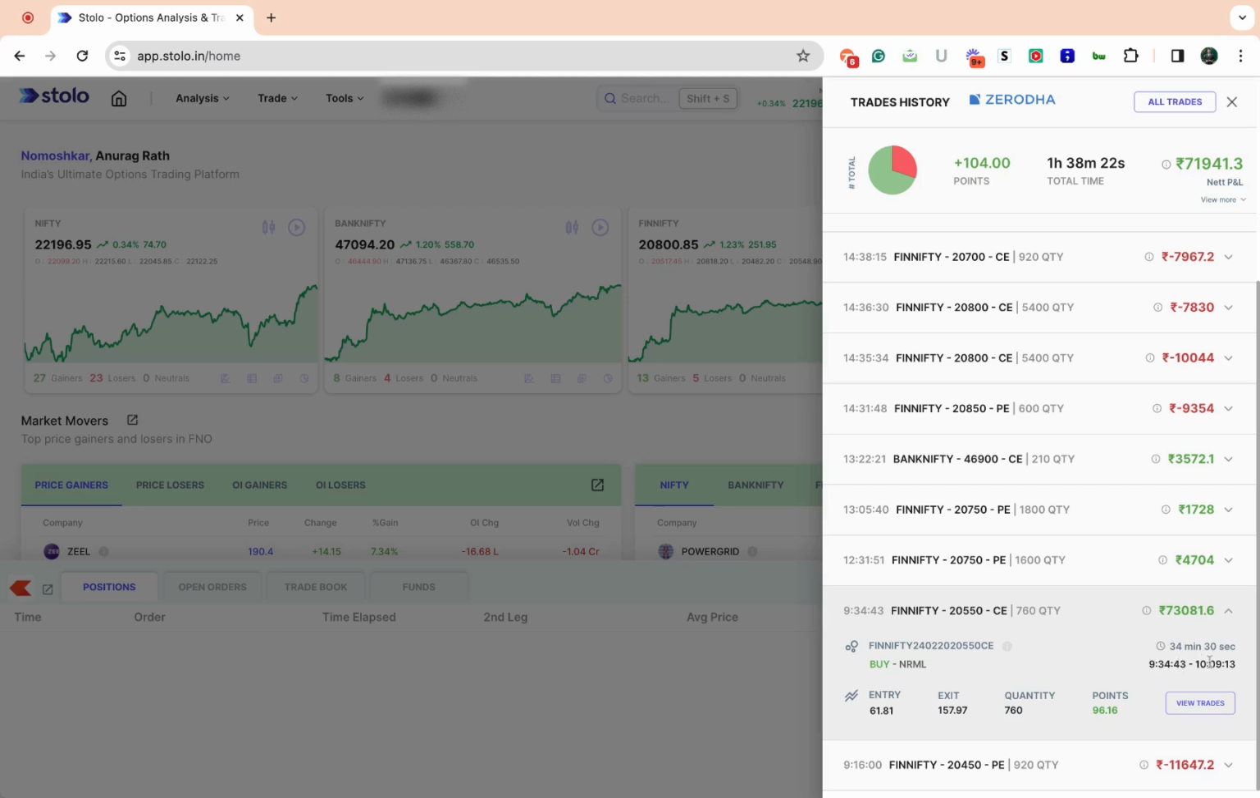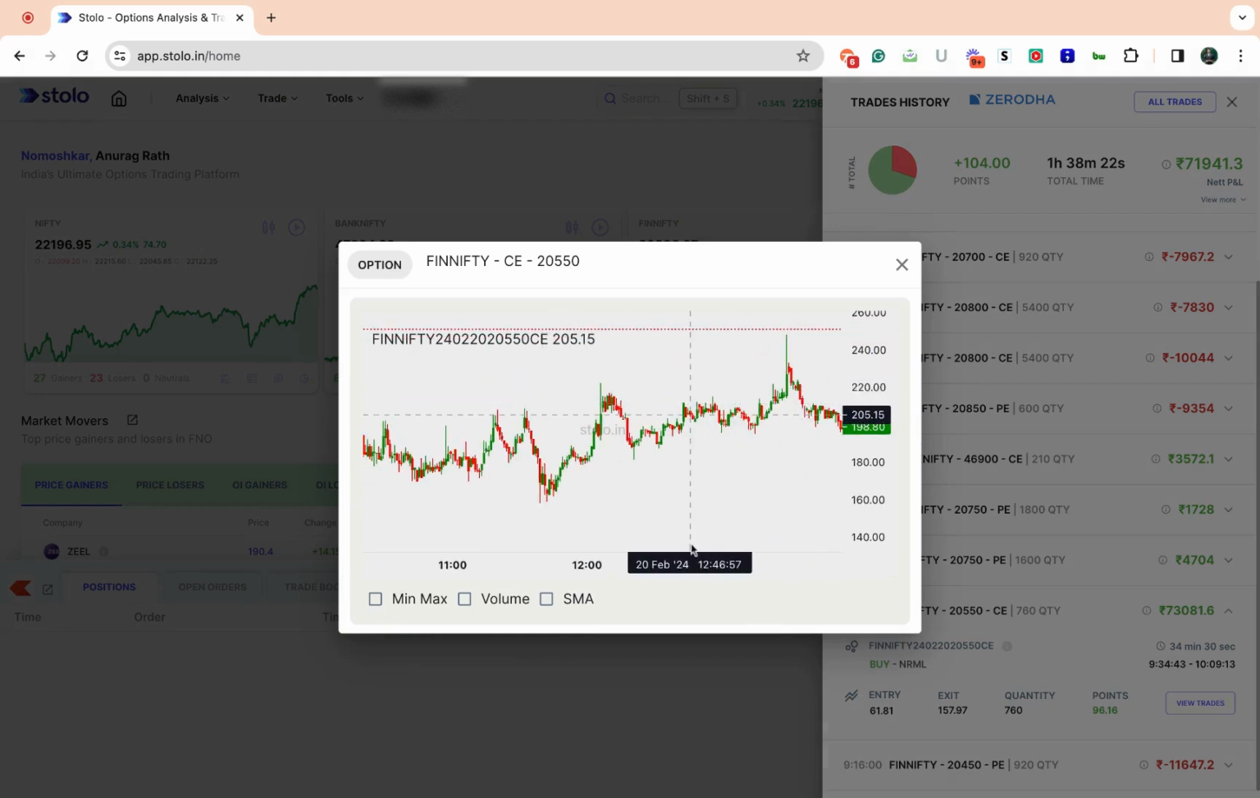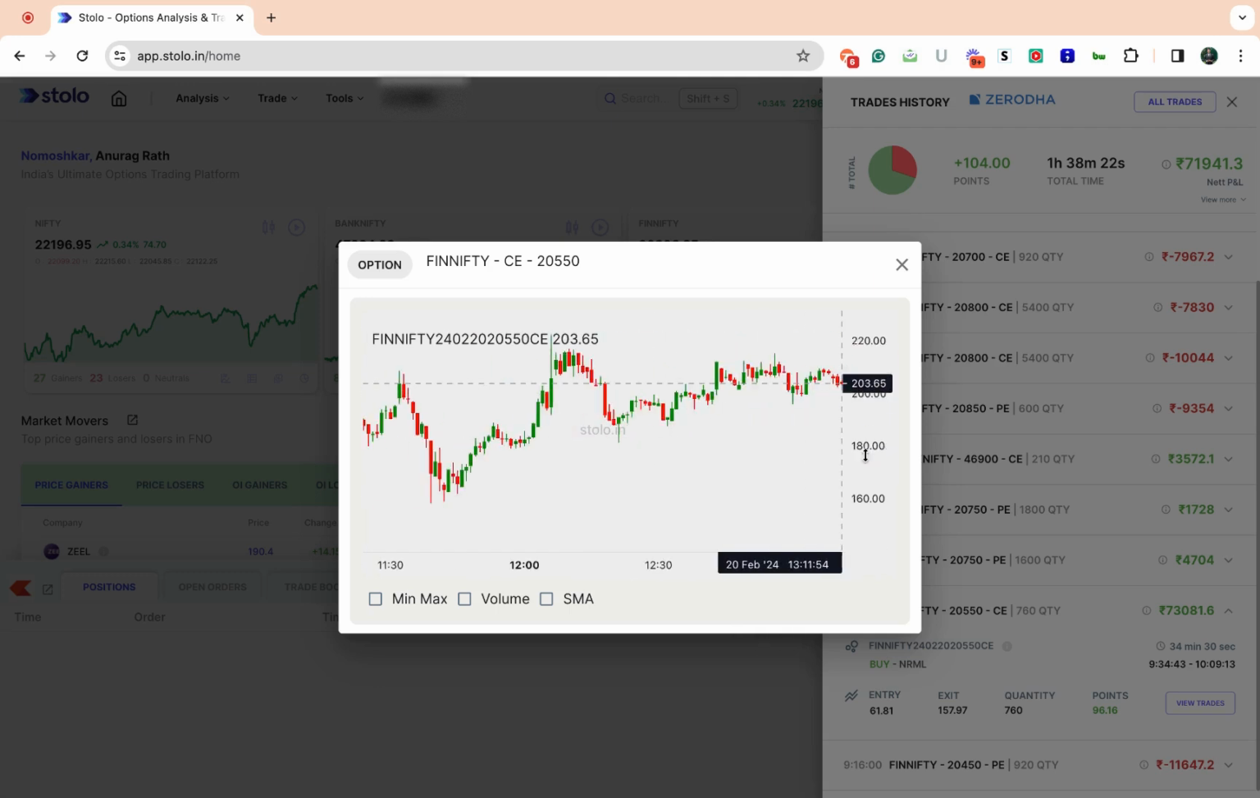So 9:34 to 10:09, you were in this specific trade. The entry price was 61, you exited at 157, and the total points captured in this trade was 96 points. If you want to understand this better, you can quickly click on the i next to this strike, and you can see a graph open. With this graph, you can directly see at what time you entered and how the price movements happened.